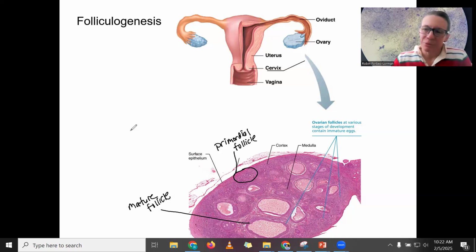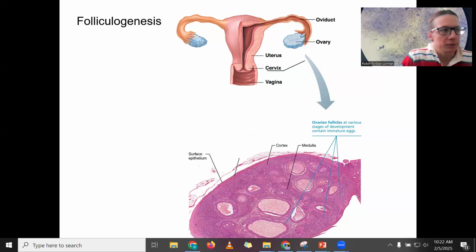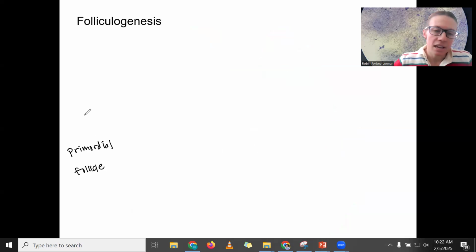Okay, one more thing on the slide, because I wanted to say it multiple times. The primordial follicle is going to contain a primary oocyte. By the time we get to a mature follicle, this is going to be a secondary oocyte, which is haploid. We'll look at that along with our folliculogenesis as well. So let's draw out folliculogenesis. We're starting with a primordial follicle that contains a primary oocyte.